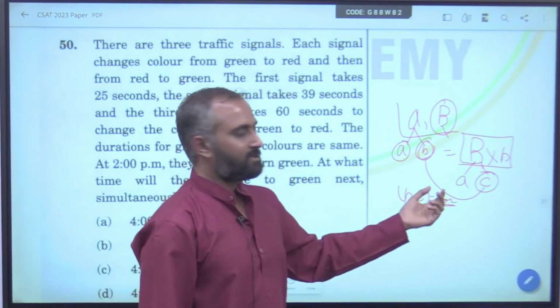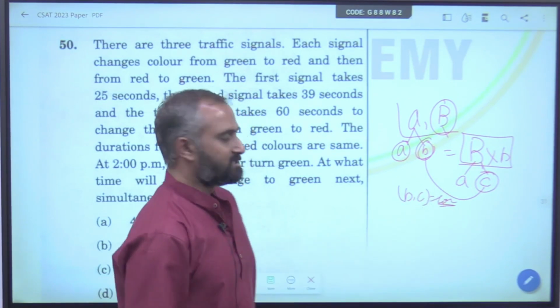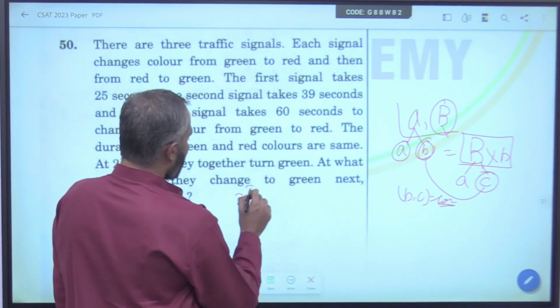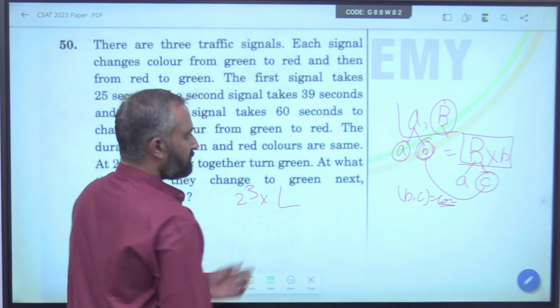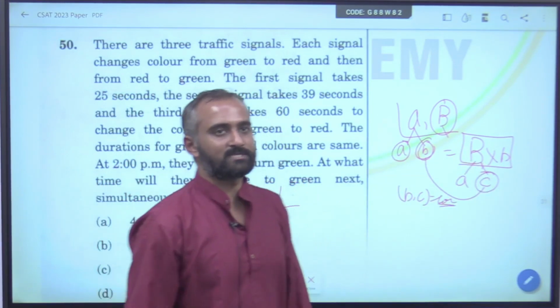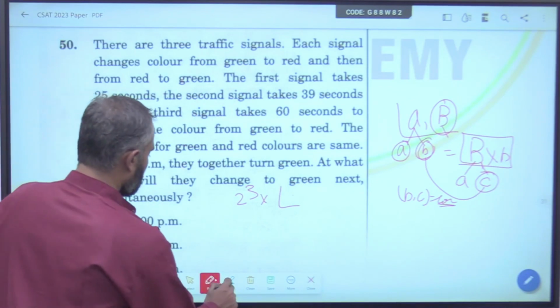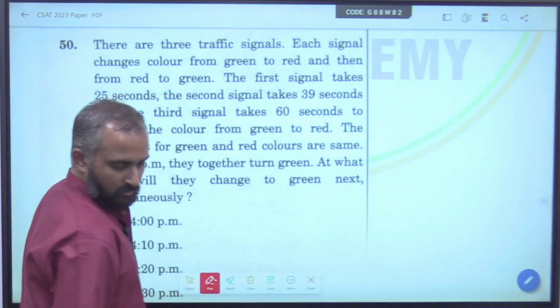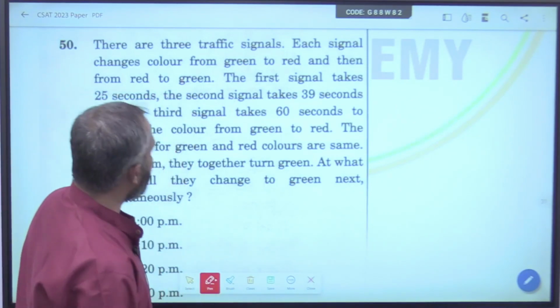This is the easiest way to find LCM instead of that prime factorization and long division method. Once you get hold of this, calculation becomes much easier. Next problem is 74.